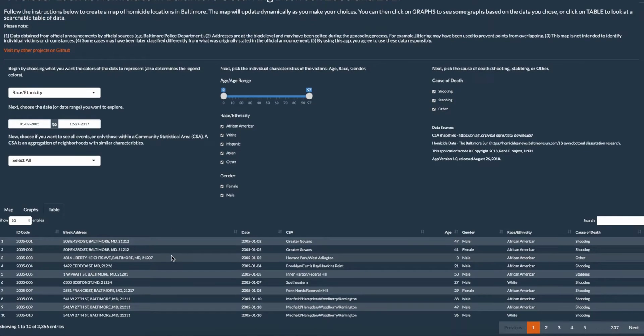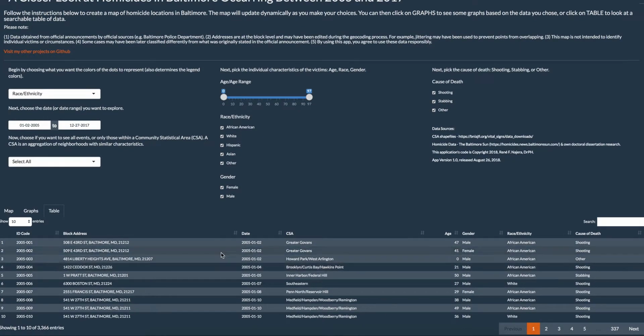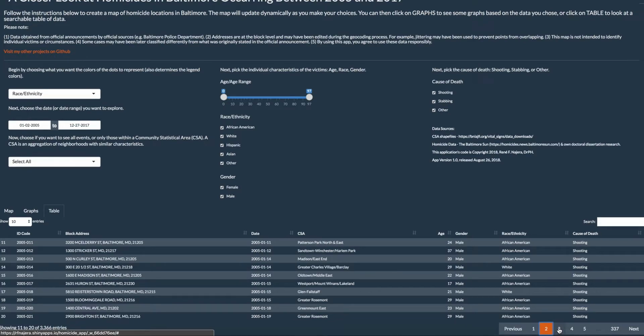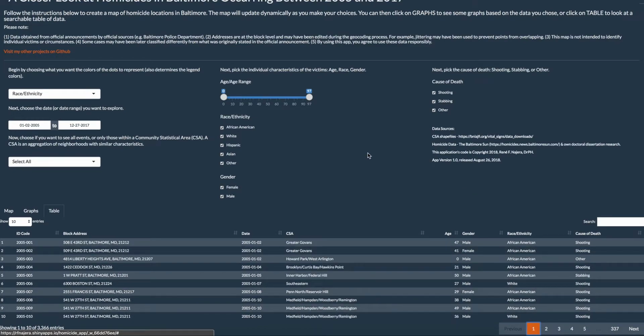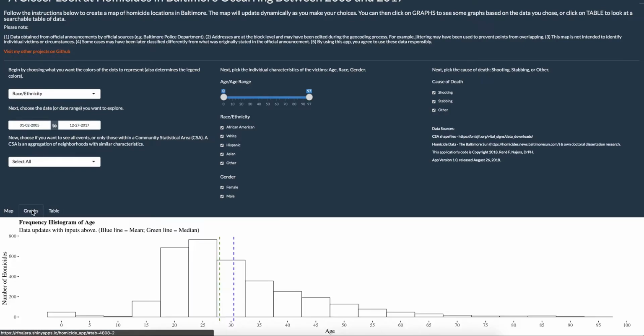So I have the table here of events: the address at the block level, the date that it happened, the community statistical area where it happened, the age, gender, everything. And again, it's all according to what was published in the media or what the Baltimore Police Department put out in media advisories or in press releases. So it's not meant to be identifying of any one individual or individuals in the shooting. That's the thing I really don't want to do, say, oh, that was so and so, and that was so and so. No, I just want to put this out there without identifying the individuals, because I think that is best.